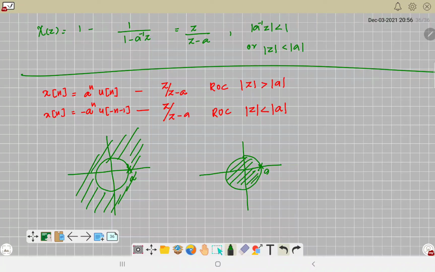Fine. We'll stop this video. In the next video we'll look at some properties of the region of convergence for the Z transform. Again, they will be quite similar to those of the Laplace transform, and then we will try to express stability and causality in terms of the region of convergence for the Z transform.